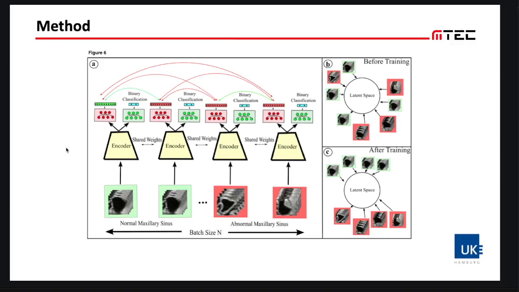The supervised contrastive loss forces the neural network to learn a single representation for the anomaly and normal maxillary sinus volumes, respectively. We use cross entropy loss here to preserve the discriminative ability of our neural network.